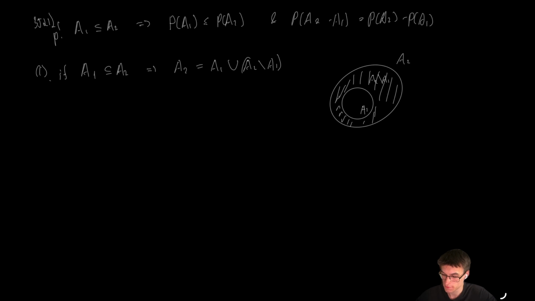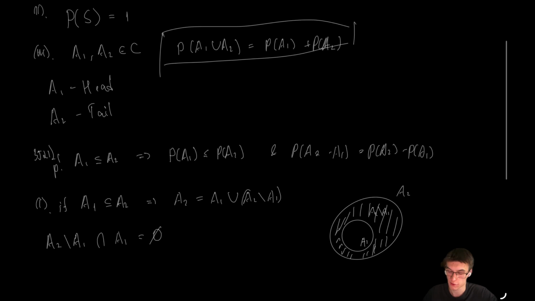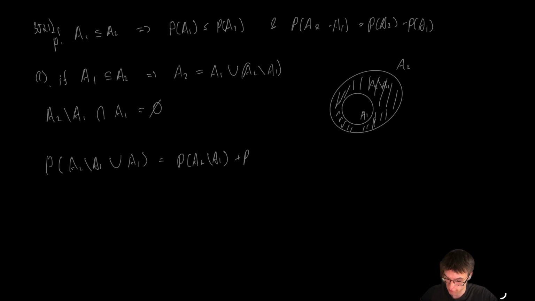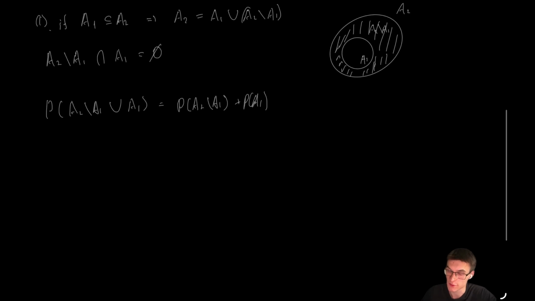So it becomes apparent that A2 minus A1 is mutually exclusive with A1, which gives you the empty set, which is pretty cool because we can leverage axiom 3. Now we can just say that the probability of (A2 minus A1) union A1, and they are mutually exclusive, is the sum of the probabilities P(A2 minus A1) plus the probability of A1, because again, they are mutually exclusive.